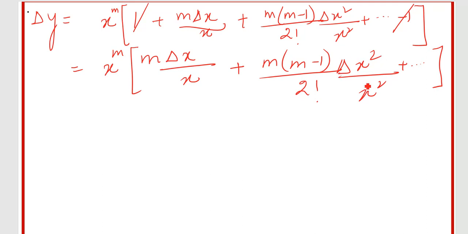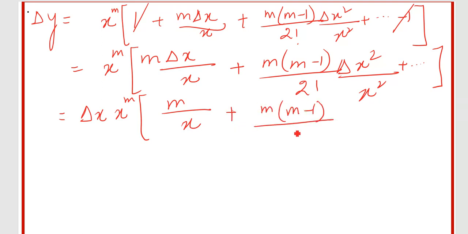So see, here we have delta x here, delta x here. So delta x we will take as a common. So here we have only m over x and plus m into m minus 1 divided by 2 factorial. There are two delta x. One I have taken as a common. So one delta x is still there. It will be plus so on.